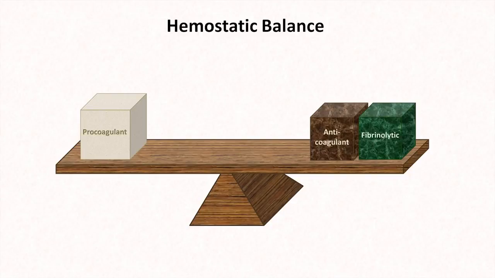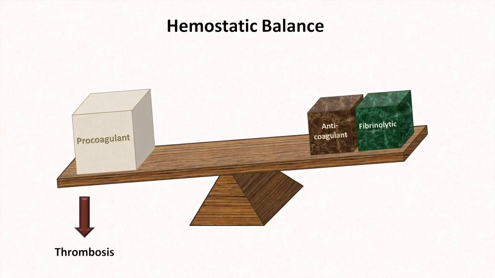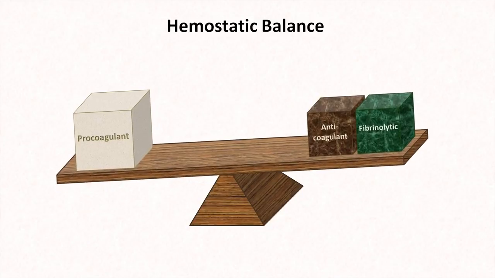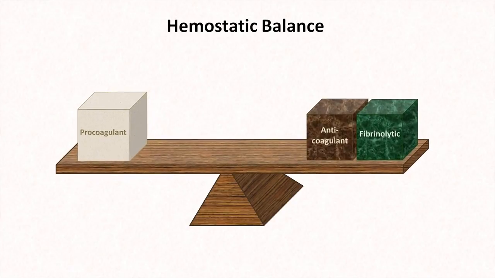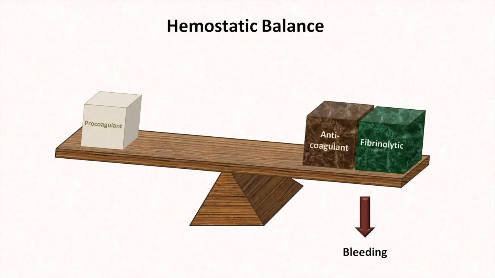If the procoagulants are too active, the patient will start to develop spontaneous thrombosis, such as DVTs and pulmonary emboli when affecting veins, and heart attacks and strokes when affecting the arteries and the heart. If either the anticoagulants or fibrinolytics are too active, or if the procoagulants are too inactive, the patient will suffer from bleeding problems, which can be equally life-threatening.